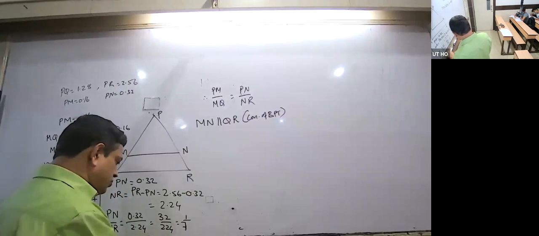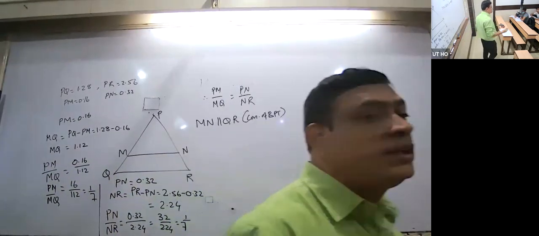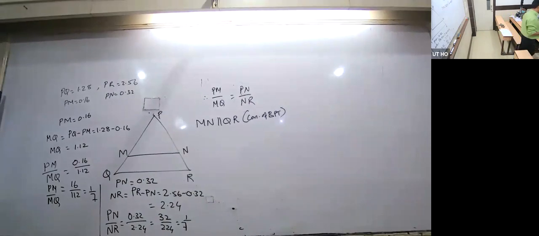I hope all of you followed. Anyone having a problem, tell me. To prove parallel, take the ratio. Take the values.